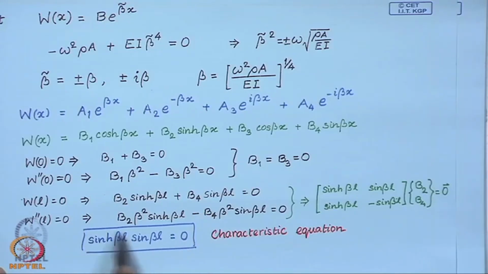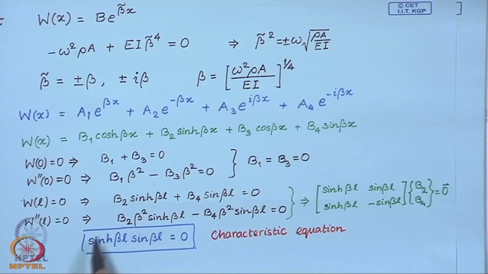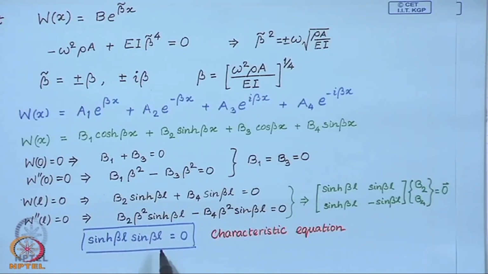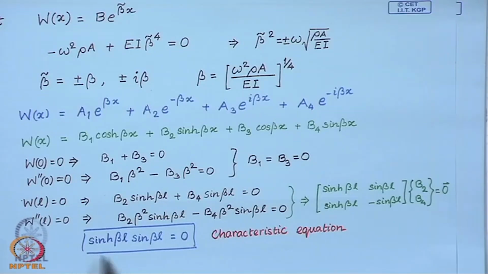Now, this sine hyperbolic is 0 only at beta equal to 0, which will give us the trivial solution. So, for non-zero values of beta, because if beta is 0, then you see the frequency has to be 0. So, for this to be 0, we must have sin beta L must be 0.